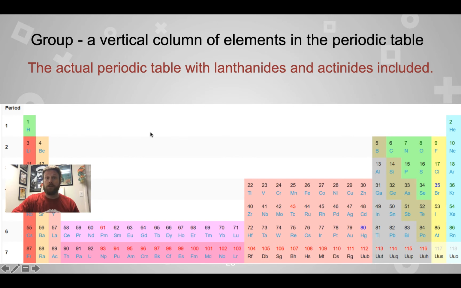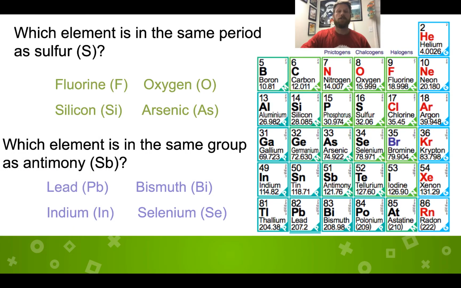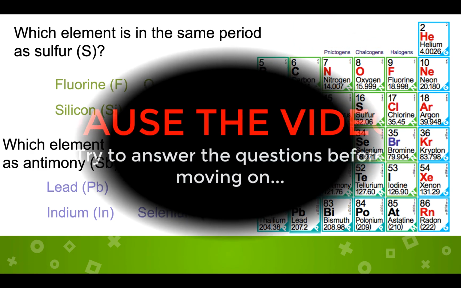So the periods, once again, represent elements that have the same number of energy levels, same number of places for electrons to occupy, and groups contain elements that have similar properties. So a couple questions before we go on, so you can check your understanding of what we've learned so far. Which element is in the same period as sulfur? Here are your options here. And which element is in the same group as antimony? Here are your option choices here. Pause the video, try to answer those questions, check for understanding.